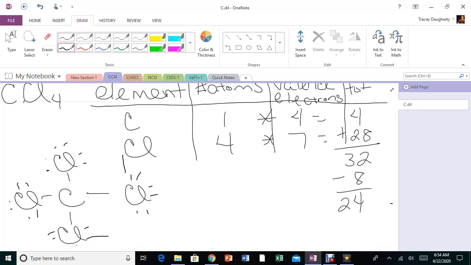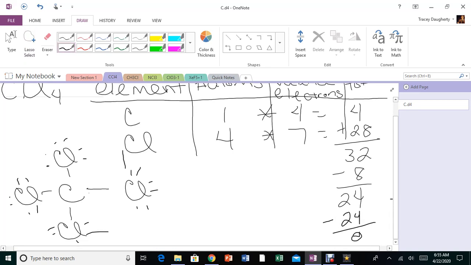the left Cl. So we've got each Cl has 6 dots plus the bond makes 8 valence electrons. Now you come over to your total and you subtract your number of dots that you drew, and we drew 24 total dots, so we hit 0 valence electrons.